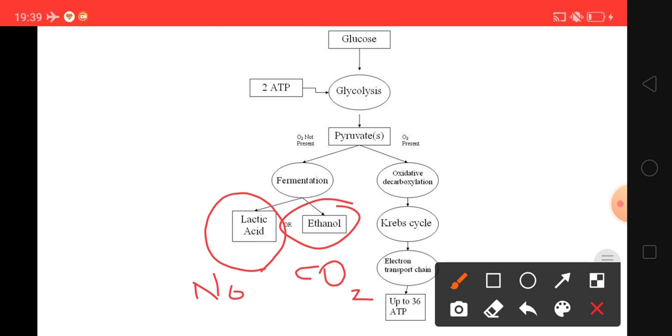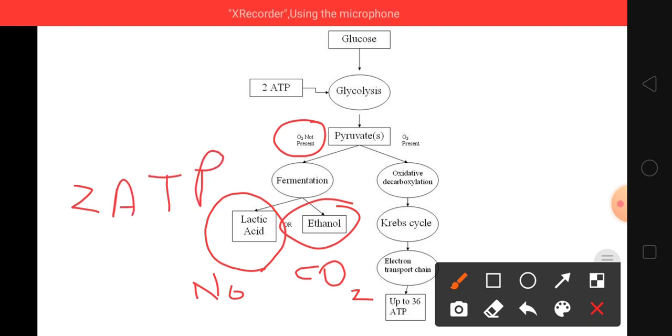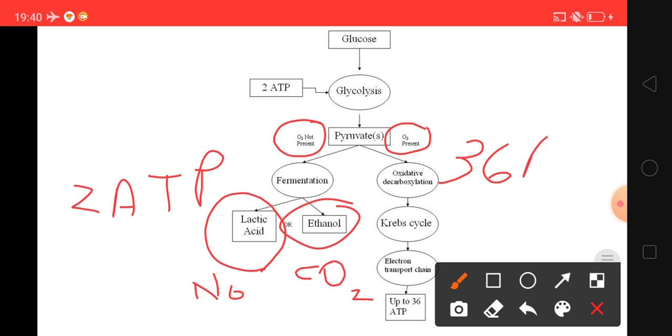In both processes, be it fermentation for ethanol or lactic acid, 2 ATPs are released. So in anaerobic respiration, that is when oxygen is not present, 2 ATPs are produced. Normally when we speak about glucose giving us energy, we say that it gives 36 ATPs, correct? But that happens only in an aerobic process where oxygen is present. So when oxygen is present, 36 ATPs are produced, but in the anaerobic case, only 2 ATPs are produced.